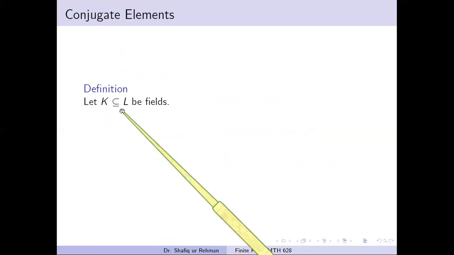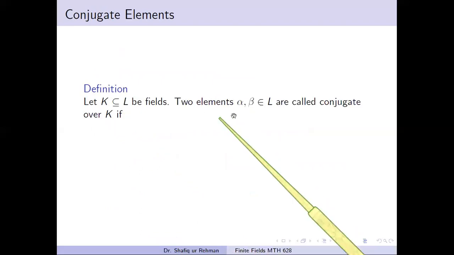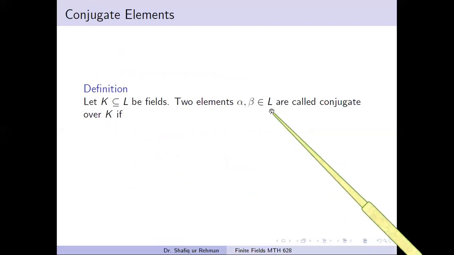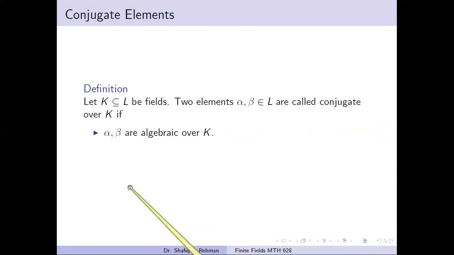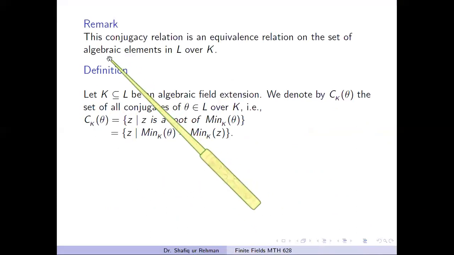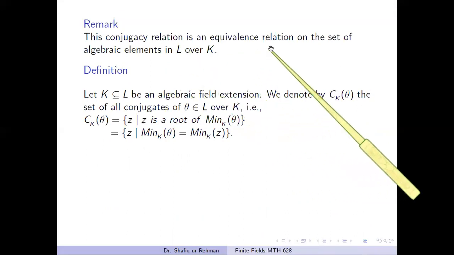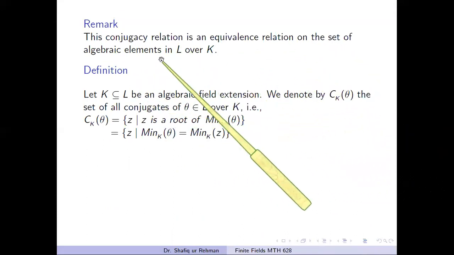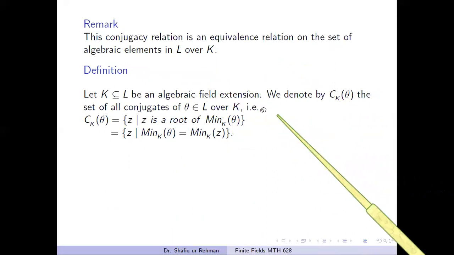Let K be a subfield of a field L. Any two elements alpha and beta in the field L are said to be conjugate if both are algebraic over the field K and they have the same minimal polynomial. This conjugacy relation is an equivalence relation on the set of algebraic elements over K.